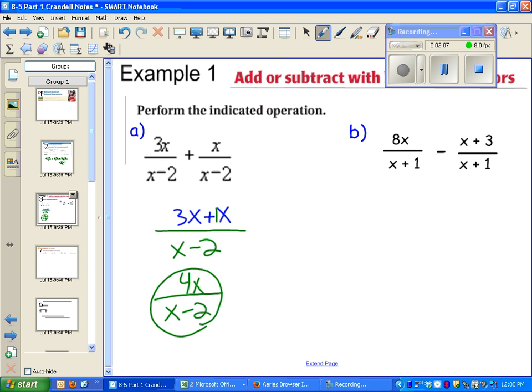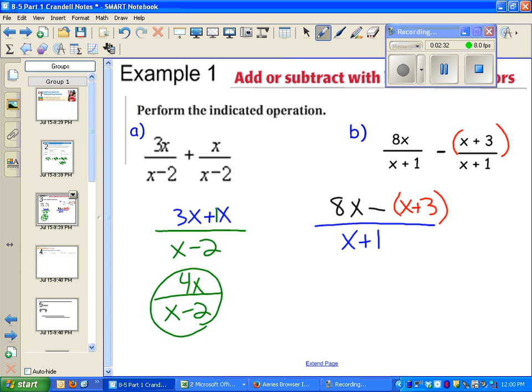For B, it's a little bit more complicated. So if you didn't get the right answer, please rewind and go back. But we keep the same name of x plus 1, and then we are subtracting. So that means we're subtracting all of this. So we've got our 8x minus, and then we're subtracting all of this.